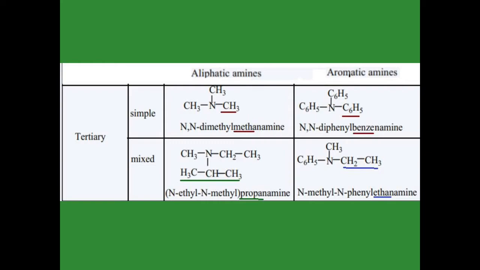Now we are seeing the tertiary amine. The 2 carbon is eth and single bond ane and amine, ethanamine. Remaining, the nitrogen is attached with the phenyl as well as methyl. So before the root word you write N-methyl N-phenyl ethanamine.